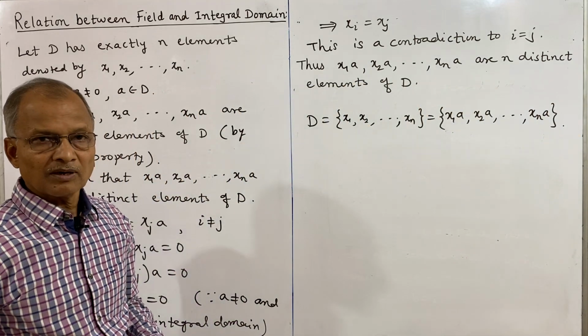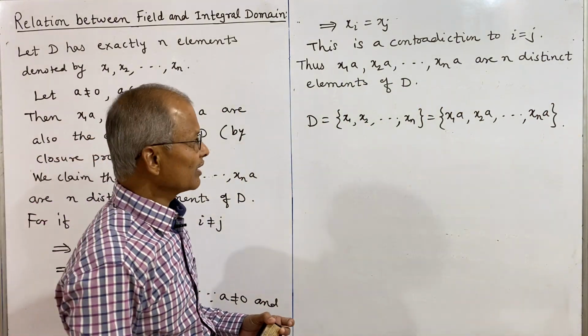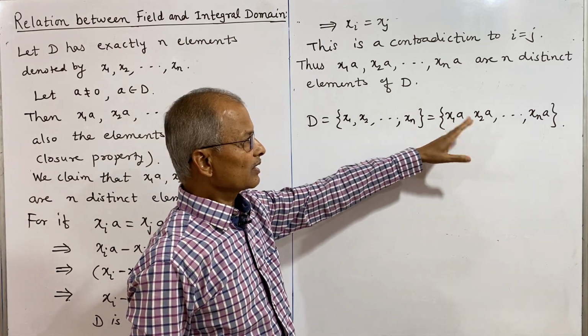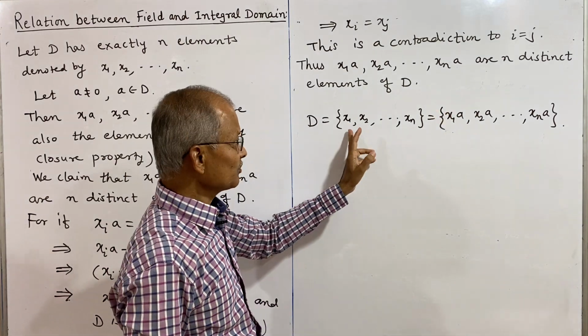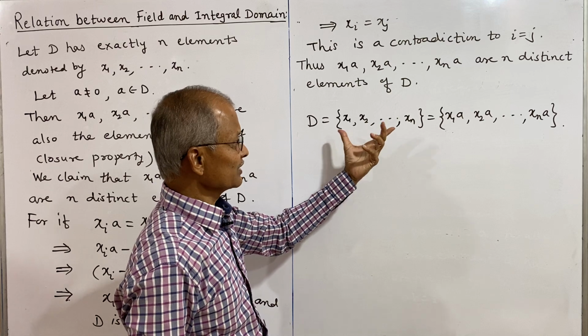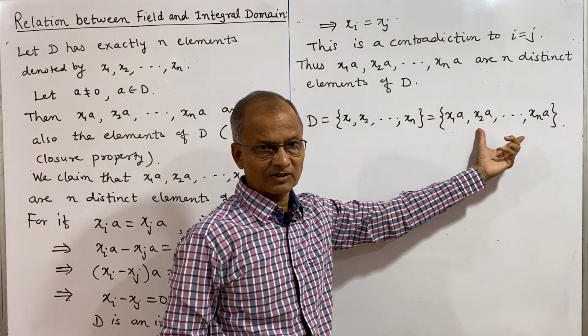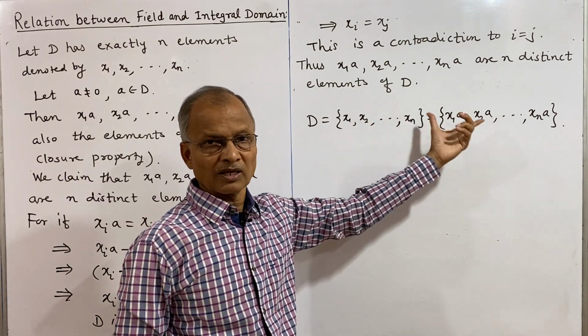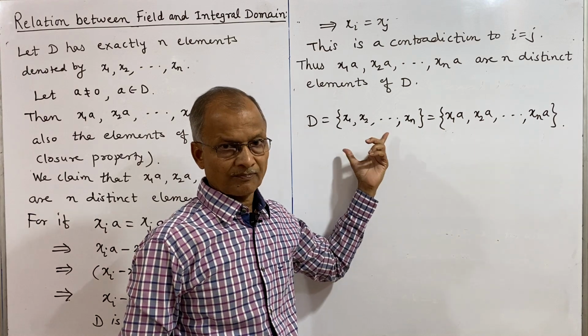And this happens in a finite integral domain. Now here the elements will be corresponding elements, not corresponding but in any sequence. These are n elements, these are n elements. They are either equal or they will be congruent to each other.